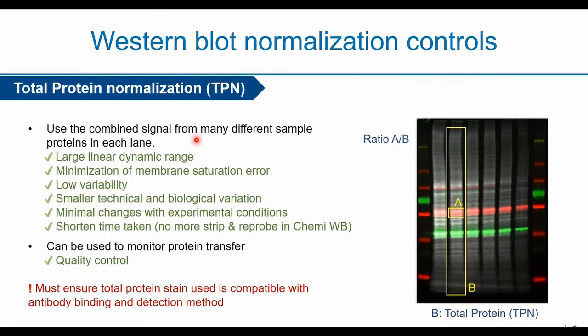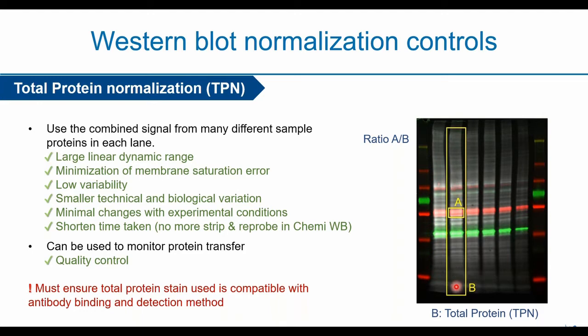Now let us go to total protein normalization. Like I said, with this method, instead of trying to find a protein that can represent the total amount of sample transferred on the membrane, the total protein is measured on the membrane directly, and this value is used as a denominator when normalizing your protein of interest.